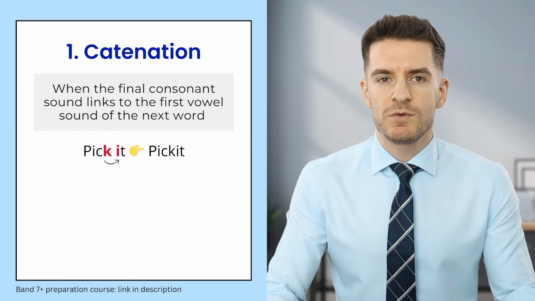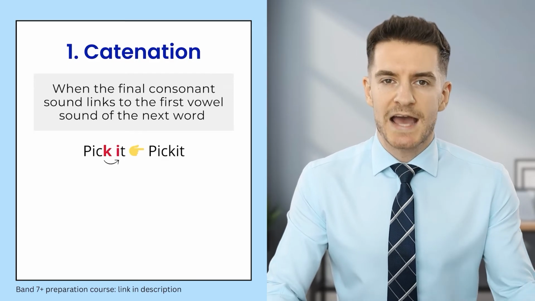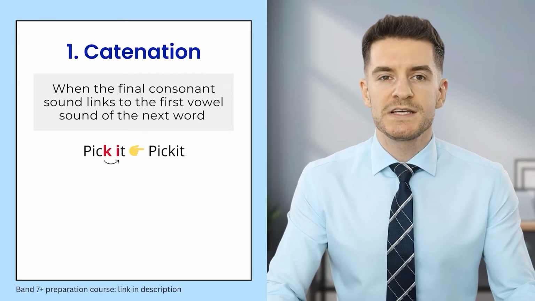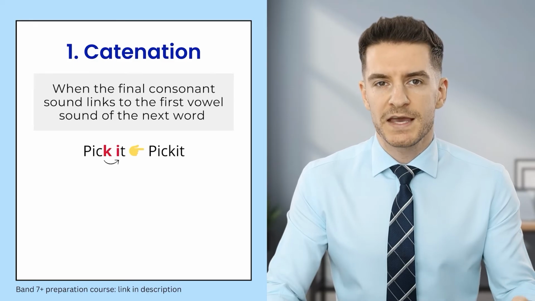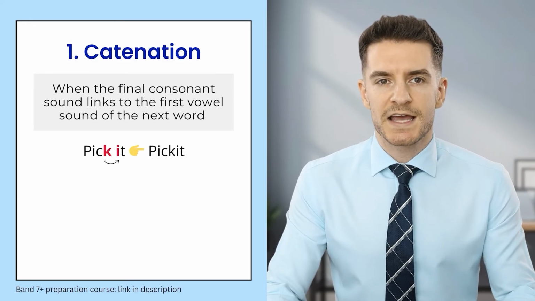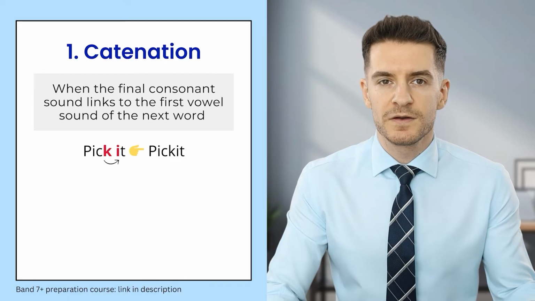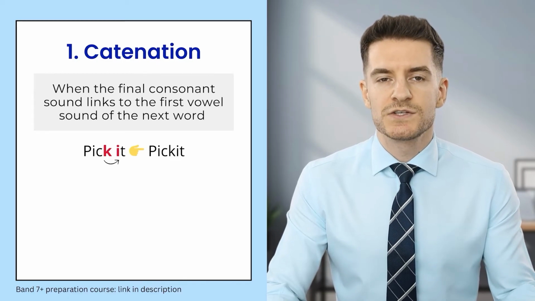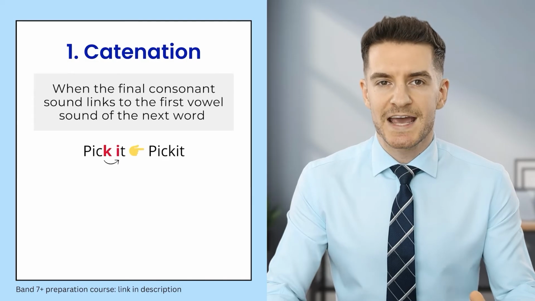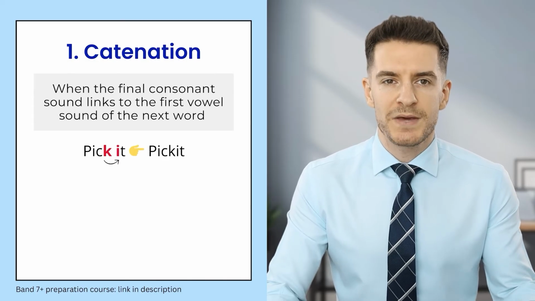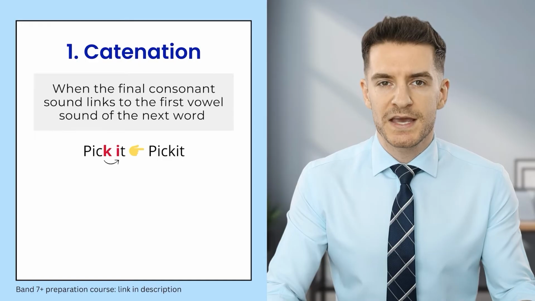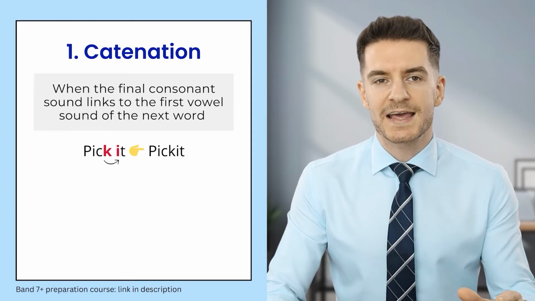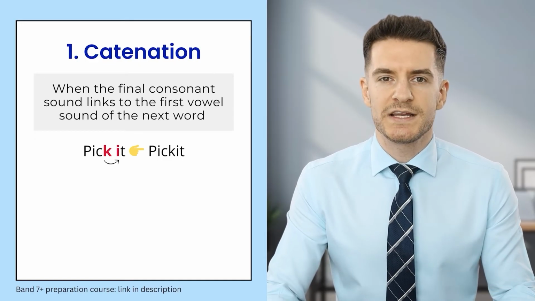So you can see here we've got pick it. But when a native speaker says this naturally and quickly, they'll simply say pick it, pick it. So that final K sound in pick is a consonant, and the first sound in it is a vowel sound, so those two sounds join together. So one more time, we don't say pick it, we say pick it. That K and that it sound join together.